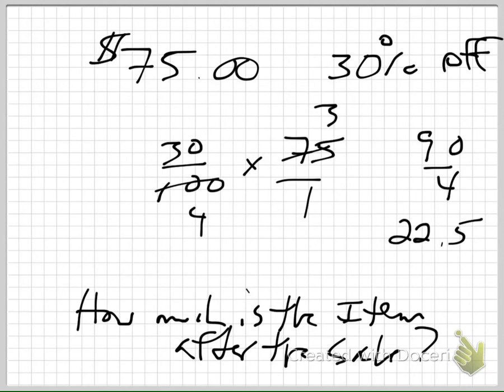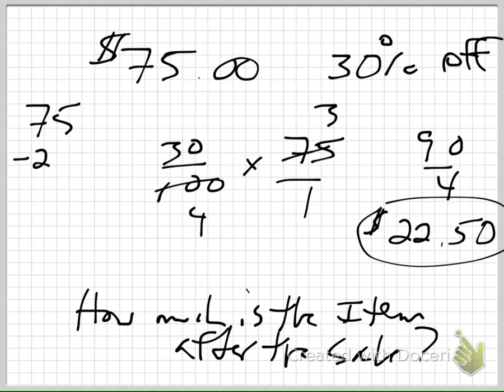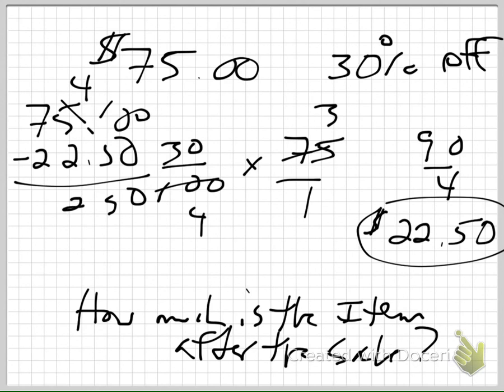off of the item, right? That's not how much it costs. That was 30% of $75. So that's how much it costs less. So then how do I figure out what is the actual item now? 75 minus 22.50. How much is my item? $52.50. Right?